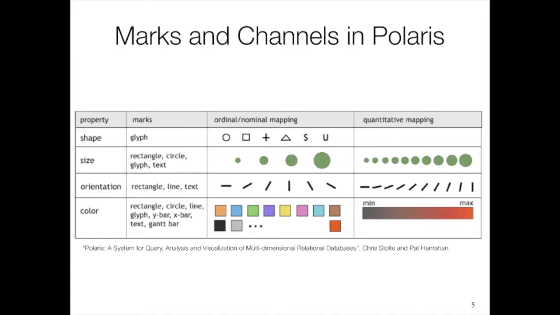And last but not least, the color. Color can be used in every single mark that is available. And it can be used when we just choose a different hue for ordinal mappings, or we use a color scale. In this sense, we then know the more gray the color is, the lower the value is, and the higher the value gets, the more reddish it gets. So this again is a continuous scale for the quantitative mapping.